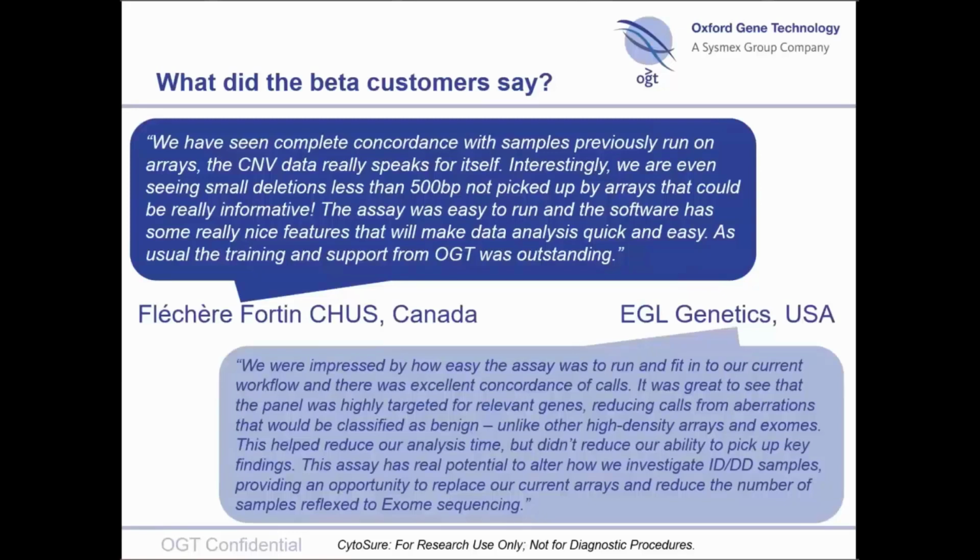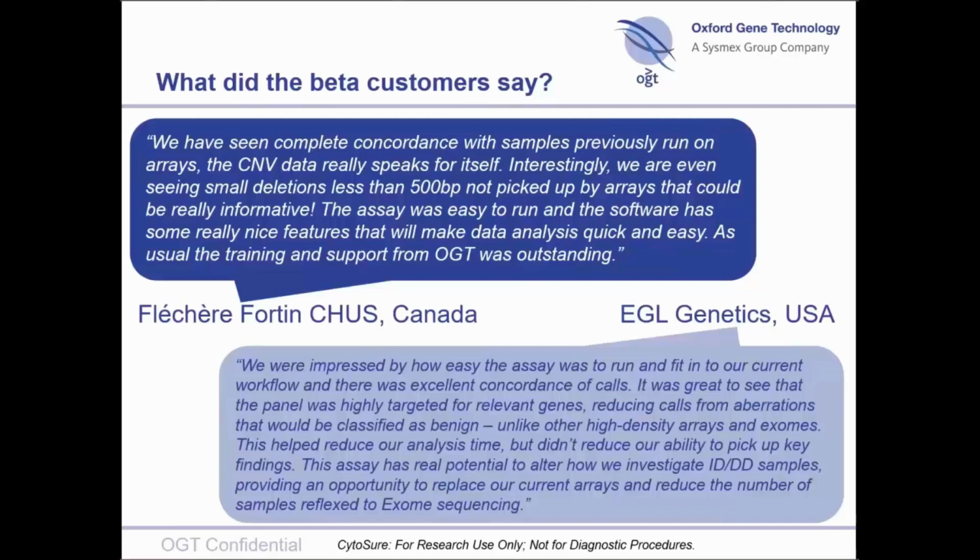So CHUS in Canada is a hospital there, and they are very happy with how the CNV data looks. They are happy with the resolution you can go to, so we can go to deletions smaller than 500 bp, so you get that extensive resolution at the exome level, and it's easy to run as well. So our assay is designed to be as easy to run as possible, and my colleague Sandra will talk about that later. So again, they said that the support and training as well is outstanding from OGT.